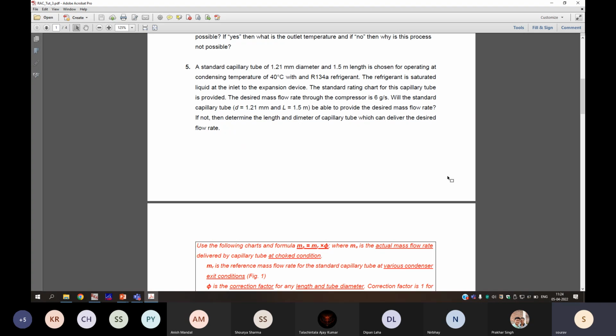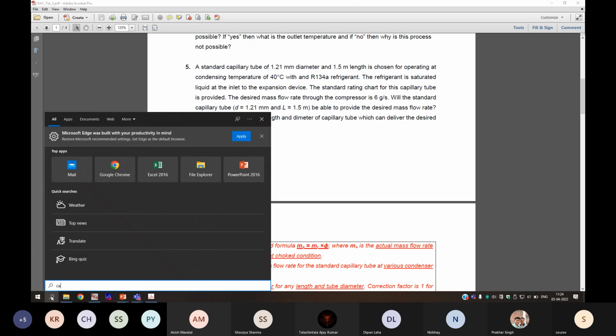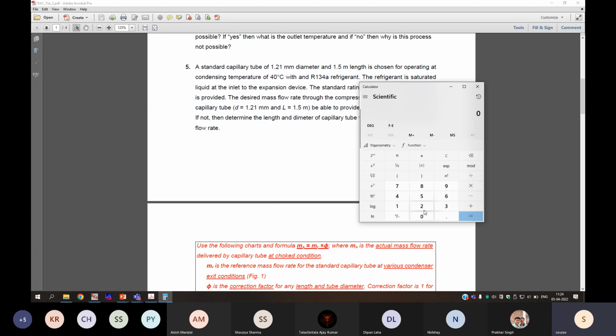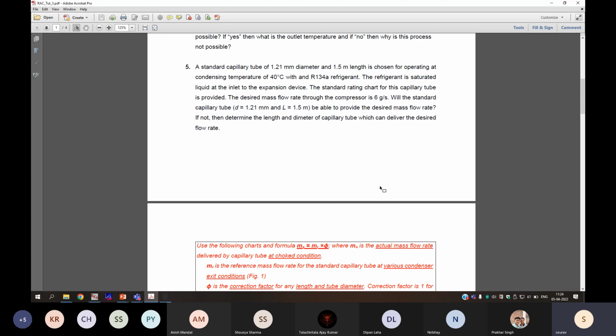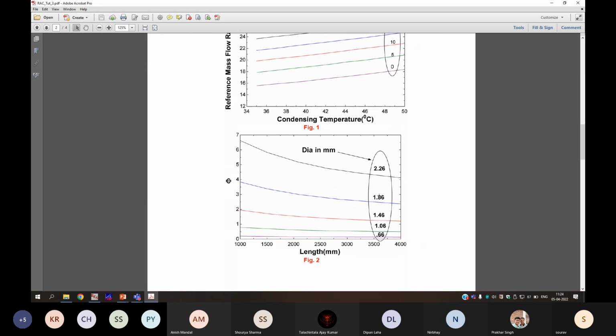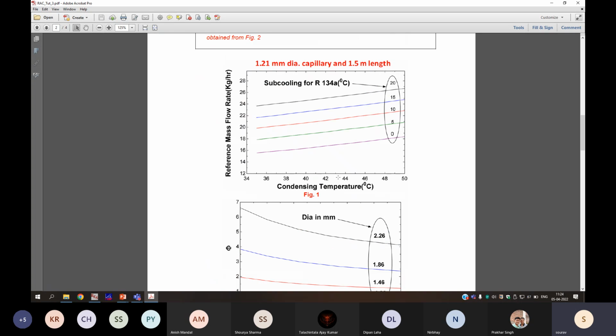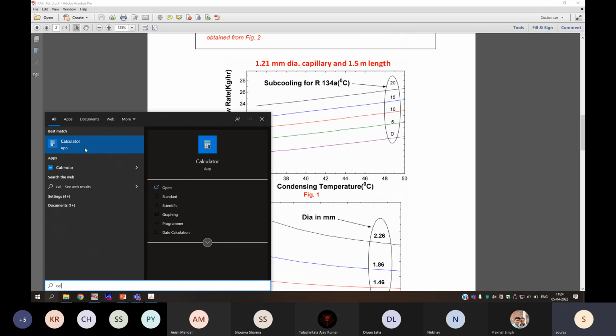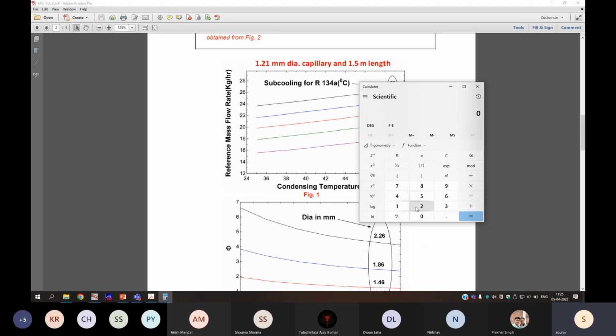So now you will have to size the capillary tube. What should be the diameter and length? What we require is 6 times 3600, which is 21,600 grams per hour, or 21.6 kg per hour, and the standard tube delivers 16. So what is the correction factor?